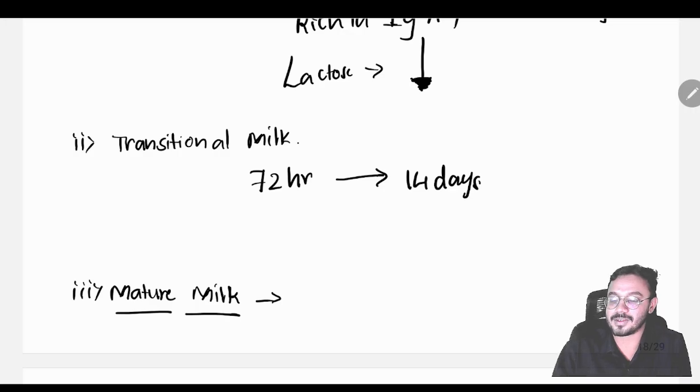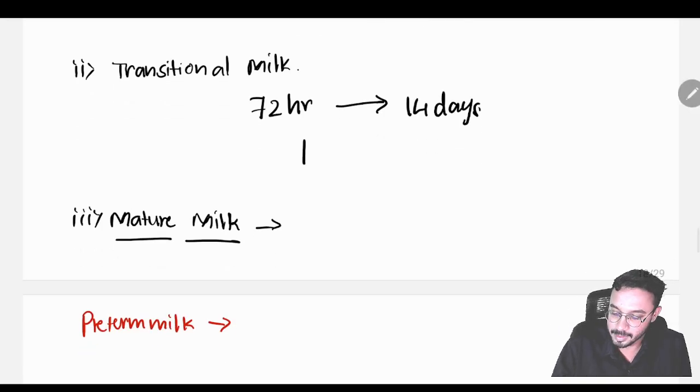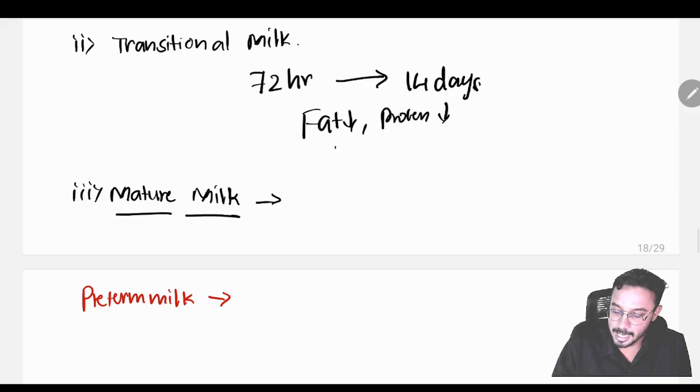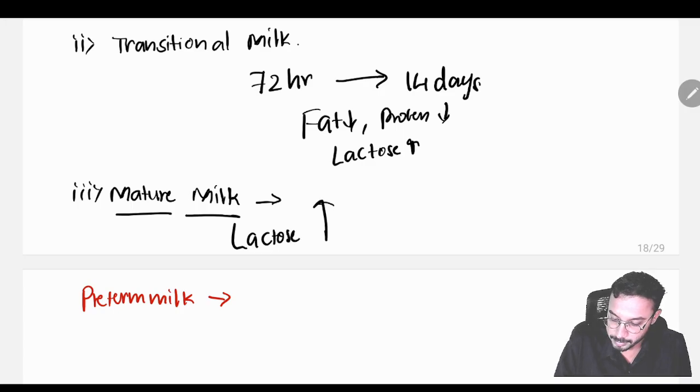Most of the students will confuse it with fore milk, hind milk and all. And here fat is less, protein is very less, and lactose is increased. But lactose is more in mature milk, and the rest, fat and protein, are present in lesser quantity.